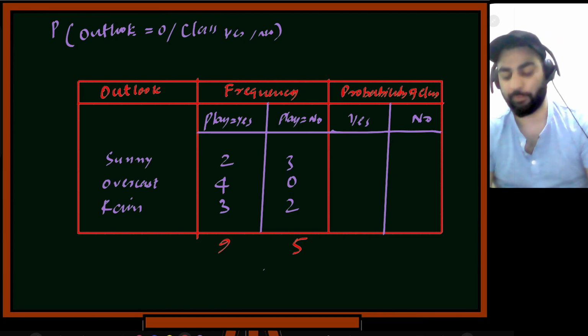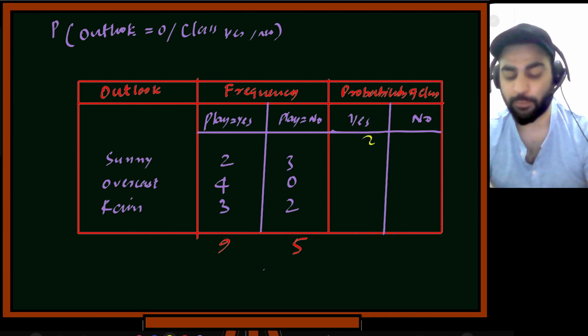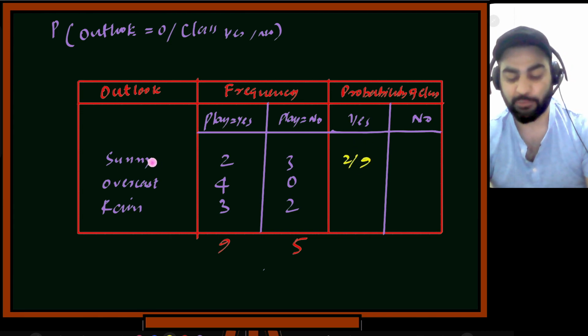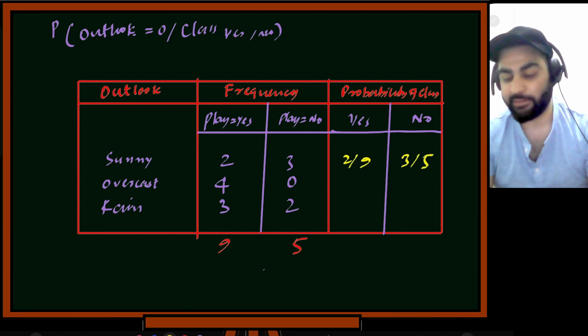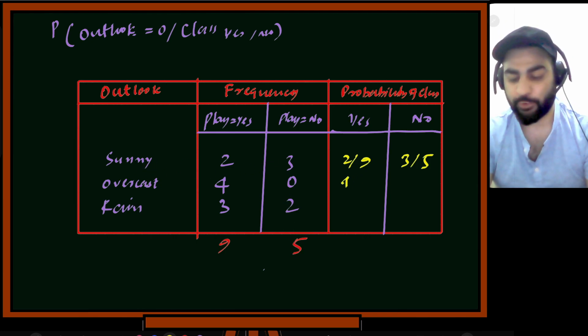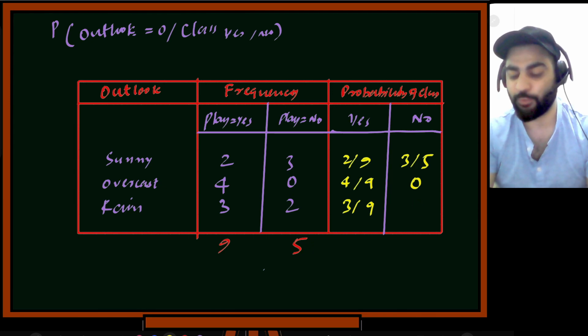Now we can compute the probability of this. Out of the total 9 yes points, sunny was only 2 times, so this will be 2 by 9. And for no it is 3 by 5, because for no we had 5 total points, and sunny appeared 3 times. The thing is similar for this: this is 4 by 9, and this will be 3 by 9. Similarly here it will be 0 by 5, and this will be 2 by 5.